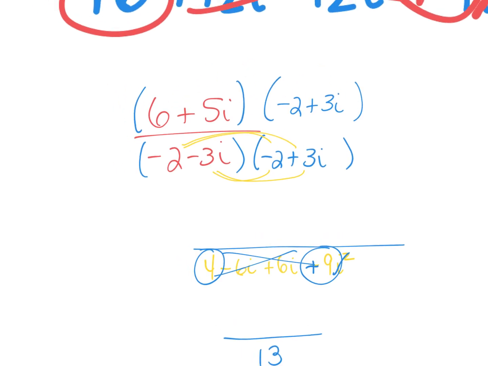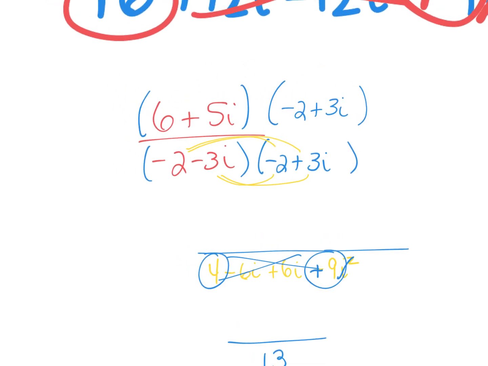So let's multiply the numerator. What is 6 times negative 2? Negative 12. 6 times 3i plus 18i. 5i and negative 2. Negative 10i, good. 5i and 3i. Plus 15i squared, good, Rendell. What happens with the i squared? Cross it off, change the sign.